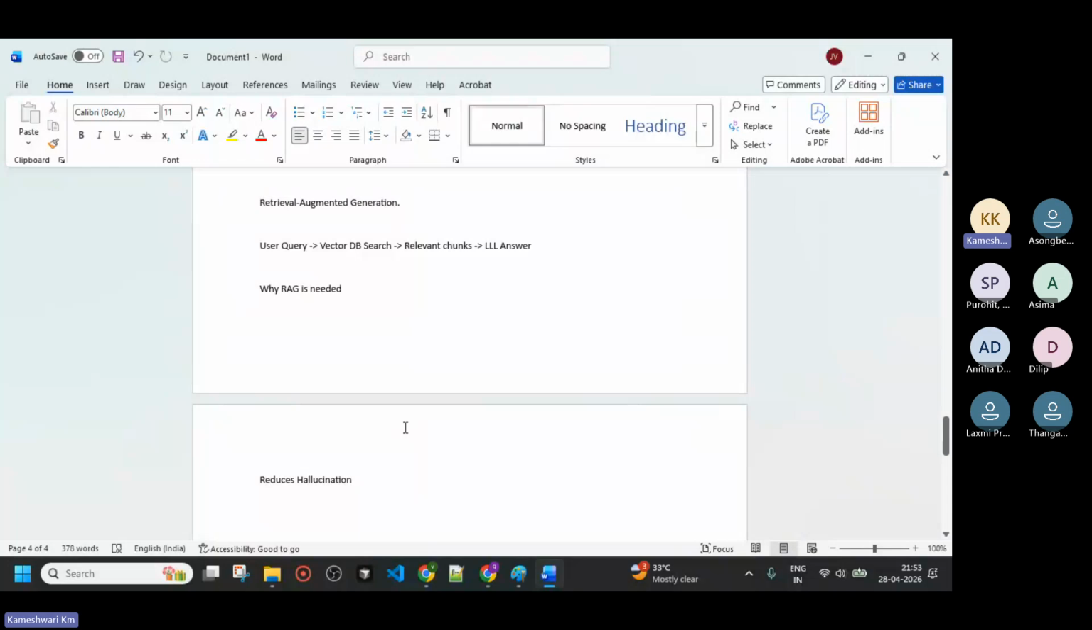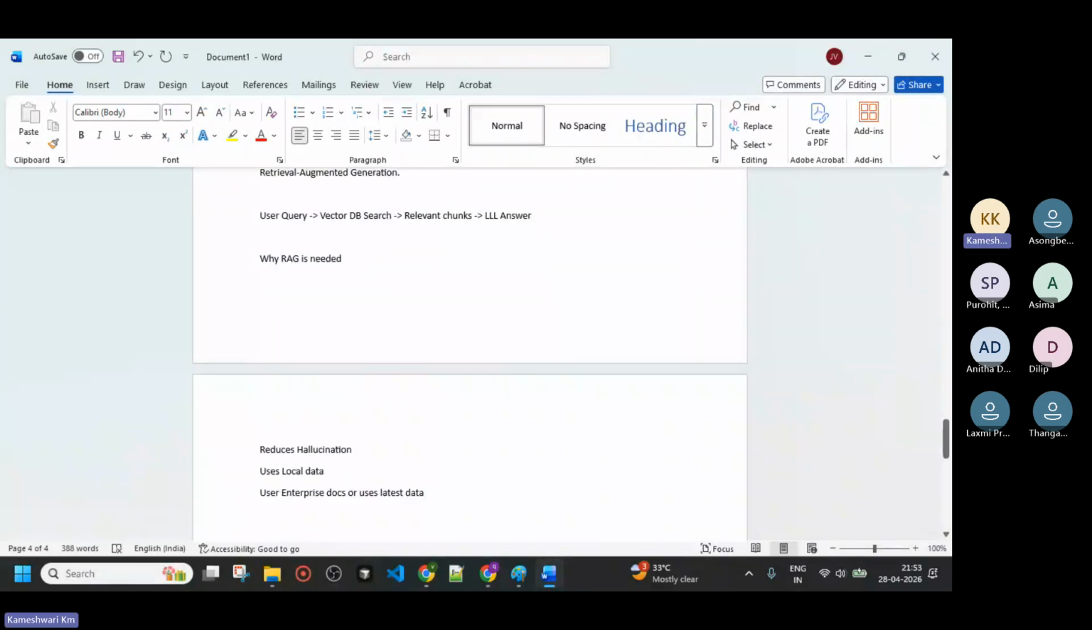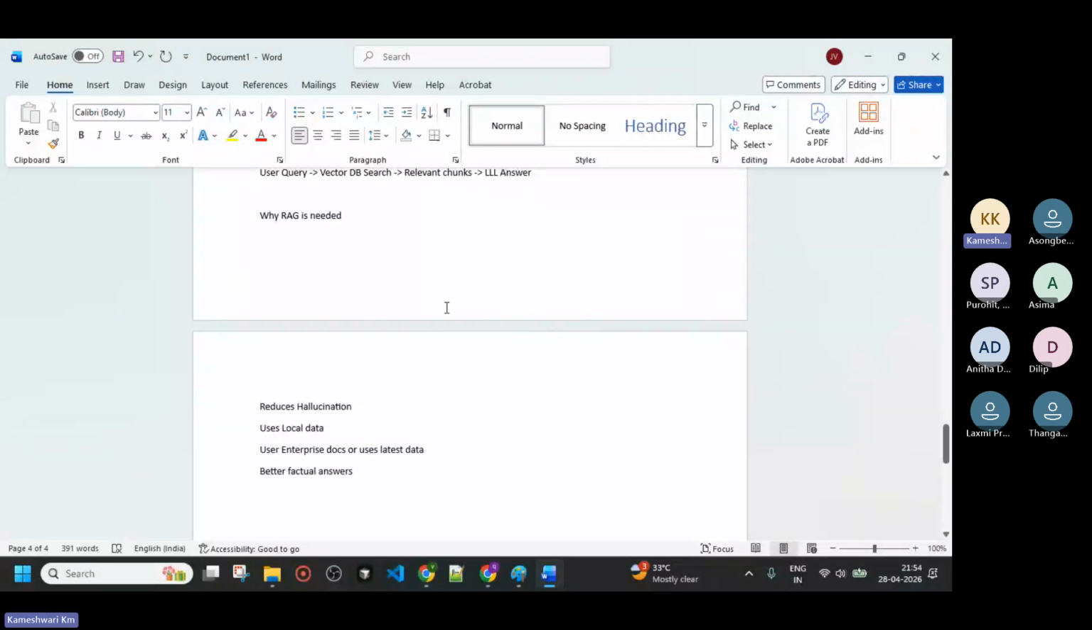RAG uses local data and enterprise docs. If we share the enterprise docs, or integrate the latest search engine from Google, and give permission to use the latest data, it can read the latest data and give answers. This gives better factual answers. This is the way we get the benefits of RAG. So what are the components of RAG?